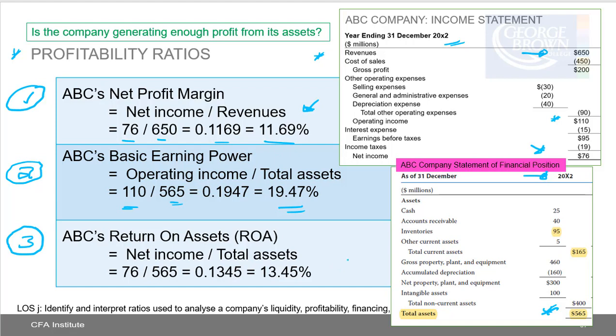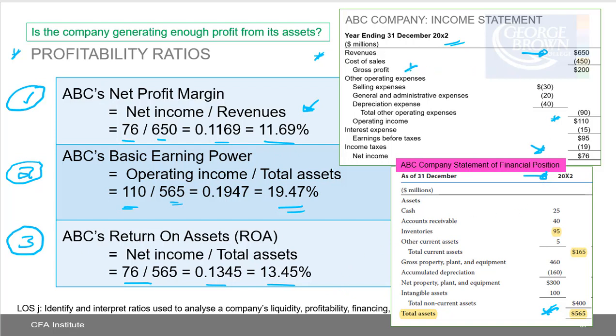and the formula is net income from the income statement. So the numerator is 76, divided by total assets, which is from the balance sheet, 565. So 76 divided by 565, 0.1345, equals 13.45%. As I mentioned, this is nice to know, not need to know.